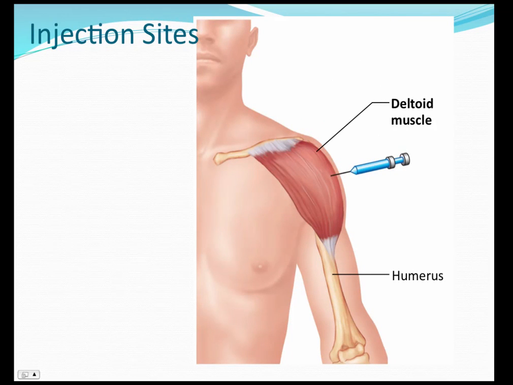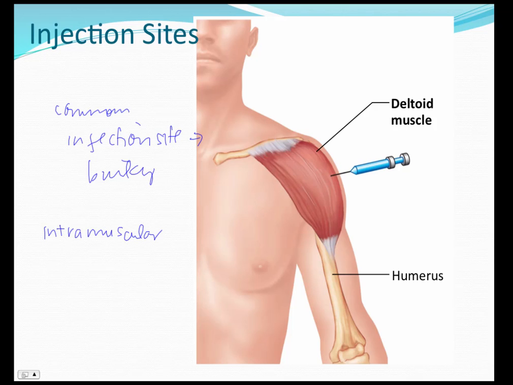Now looking at injection sites, we have three major regions or three areas where we can inject the body. And the first one here is the deltoid muscle, and this is a very common injection site just because it's very bulky. It's bulky, and this is for intramuscular injections that are less than 5 milliliters. And typically that's why we get a lot of our shots in that region.